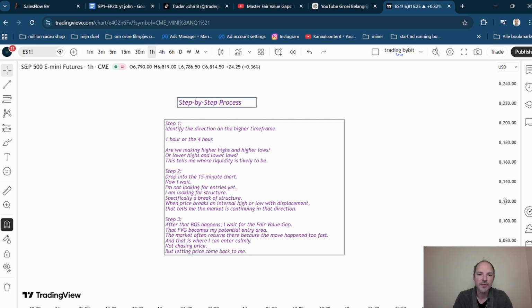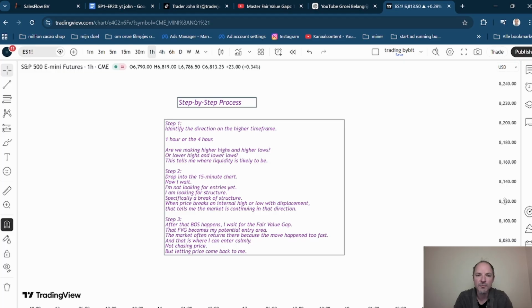I identify the direction on a higher time frame, so the market is moving towards liquidity. For myself, I use the 1 and the 4 hour for direction because I use the 15 minutes. If you are using the 5 minutes and the 3 minute as an entry, you can also use your 1 hour and 15 minute for direction. So what are we looking for? Is the market making higher highs and higher lows, or lower highs and lower lows? This tells me a very important thing. The market is always drawn to liquidity, so we have to know where it is headed.